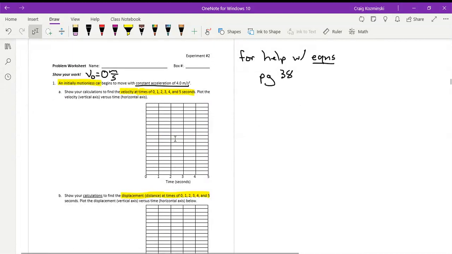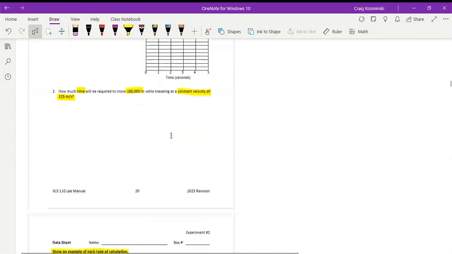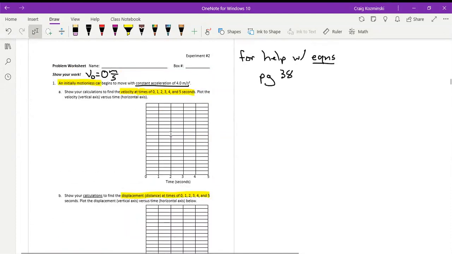Finally, on the problem worksheet, what I would encourage you to do is to look at these 4 questions. It's really 2 questions, but question 1 has 3 parts. And I would encourage you to go through and try to determine what equation you should use to answer these questions. To begin, in question 1, it says an initially motionless car, this means that V naught equals 0 meters per second, begins to move with a constant acceleration of 4.0 meters per second squared.